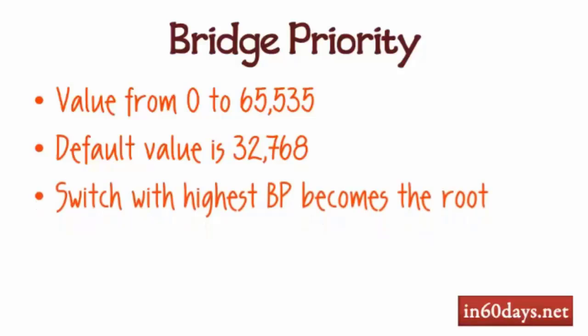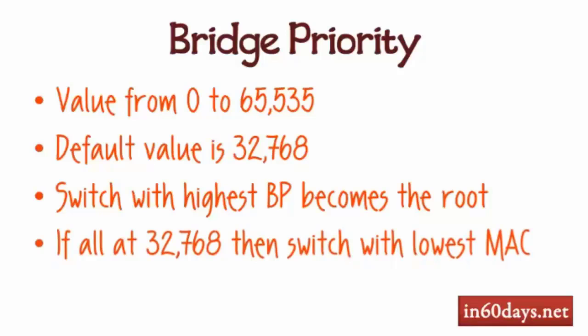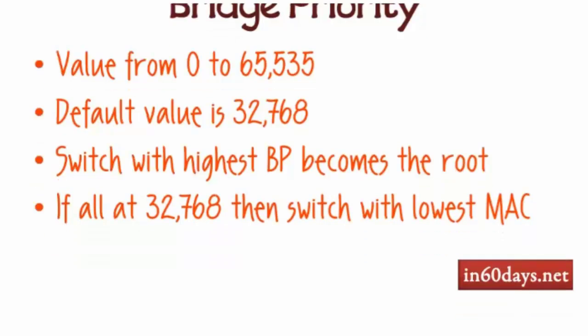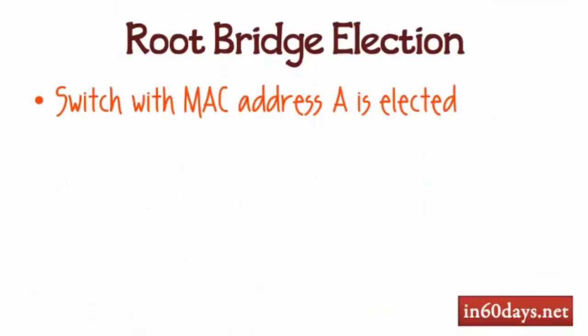So the switch with the lowest bridge priority becomes the root, but as I've already said, they're all usually set with a default bridge priority. If that is the case, then the switch with the lowest MAC address is chosen. Okay, so show spanning-tree VLAN 2, and it'll show you some of the outputs here. The bridge priority, you can see the priority here, and you can see the MAC address, and there's some other outputs as well, which we'll come to in a moment.